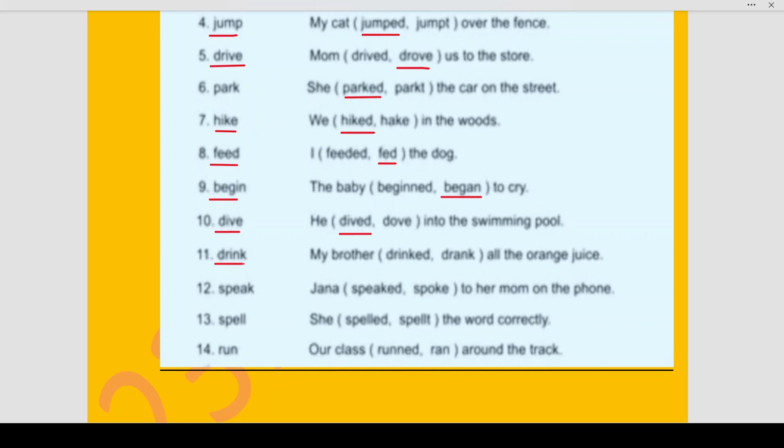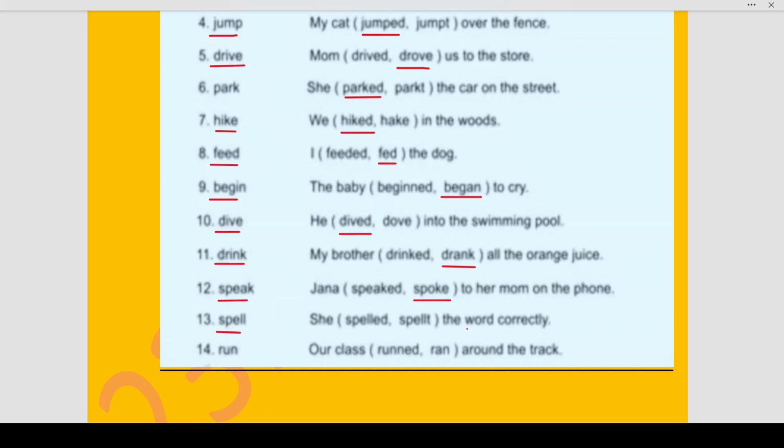Drink. My brother drank all the orange juice or my brother drank all the orange juice. My brother drank all the orange juice. Drink becomes drank, which is the irregular form. Speak is the next main verb given. Jana speaked to her mom on the phone or Jana spoke to her mom on the phone. Jana spoke to her mom on the phone. So speak became spoke.